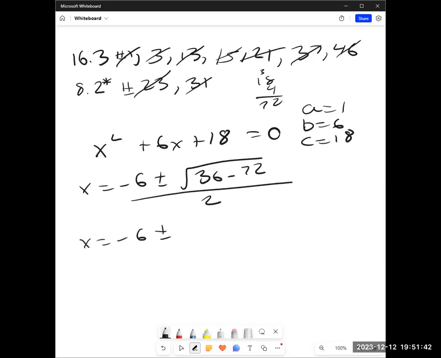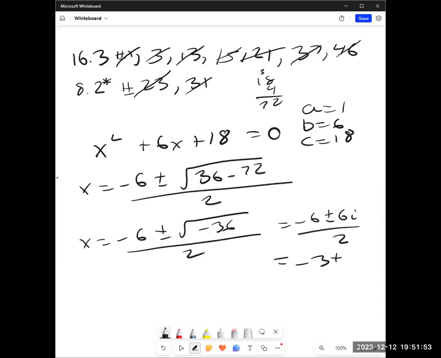It's negative 6 plus or minus root negative 36 over 2, which is negative 6 plus or minus 6i over 2, which is negative 3 plus or minus 3i. So x is negative 3 minus 3i, or negative 3 plus 3i.